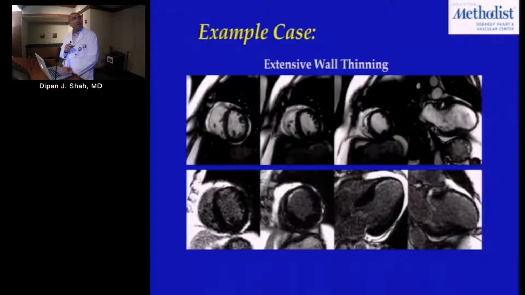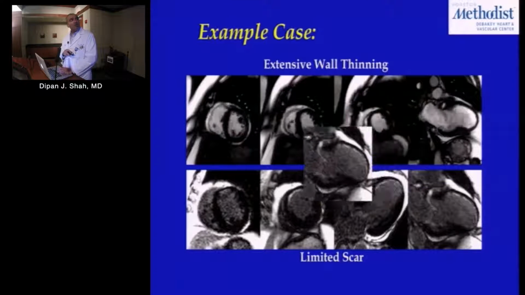But when you do the delayed enhancement MRI, what's interesting is that the amount of bright hyperenhancement is actually fairly limited. So there's a small amount of hyperenhancement despite the fact that the wall is thinned out. And in fact, if you were to quantitate the amount of this wall that shows hyperenhancement, it's less than 50% of the wall. So you've got a situation with extensive thinning, but yet limited hyperenhancement.